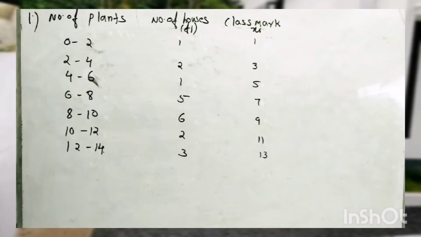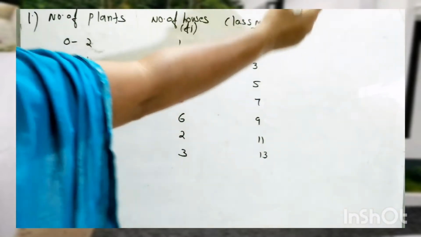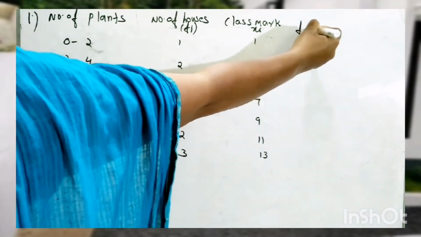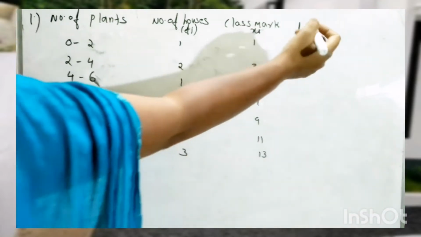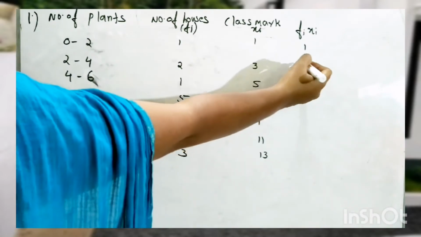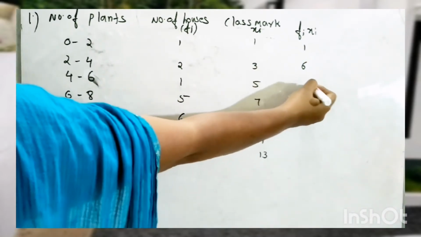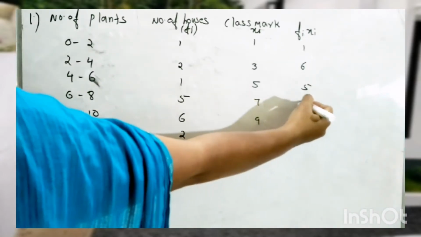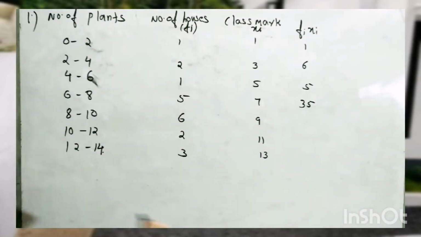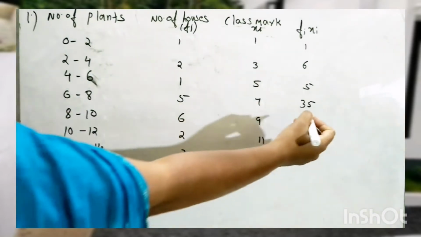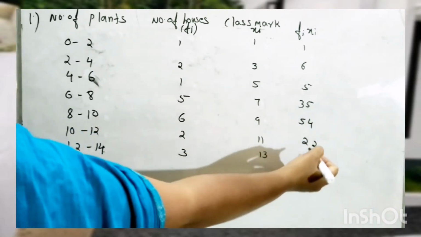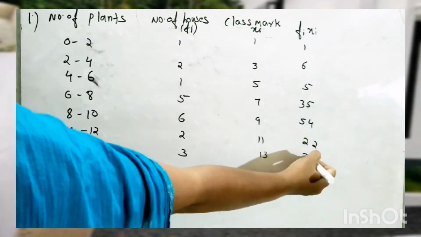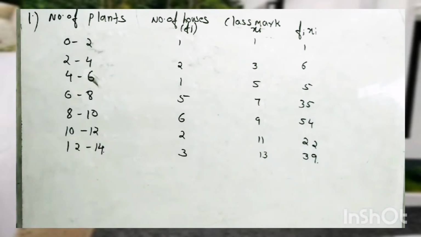Now fi xi. That is 1 into 1, 1; 2 into 3, 6; 1 into 5, 5; 5 into 7, 35; 6 into 9, 54; 2 into 11, 22; 3 into 13, 39. Okay, so we got fi and xi also.